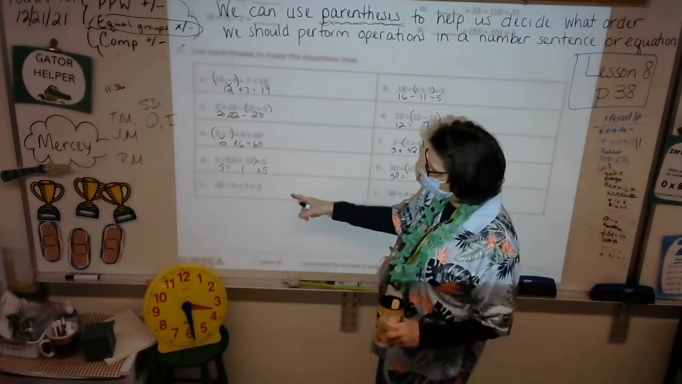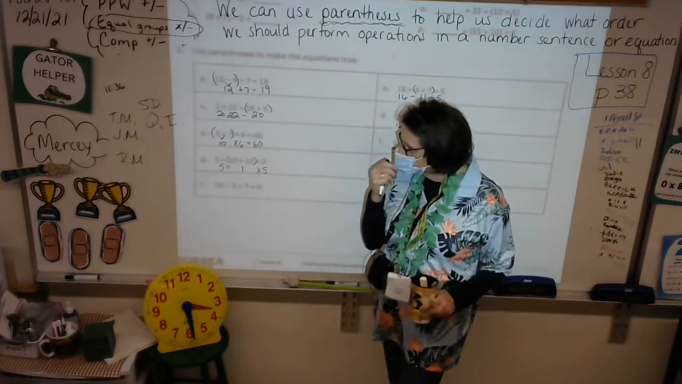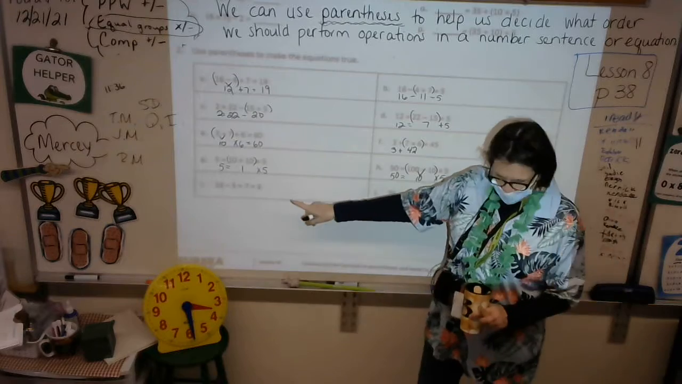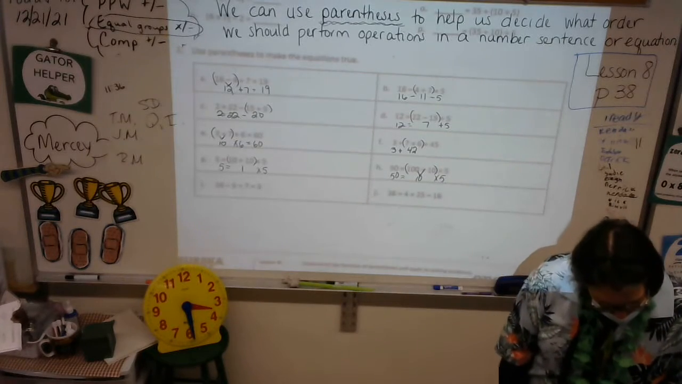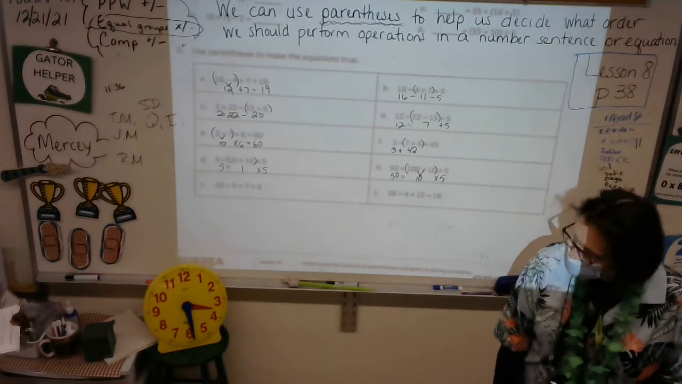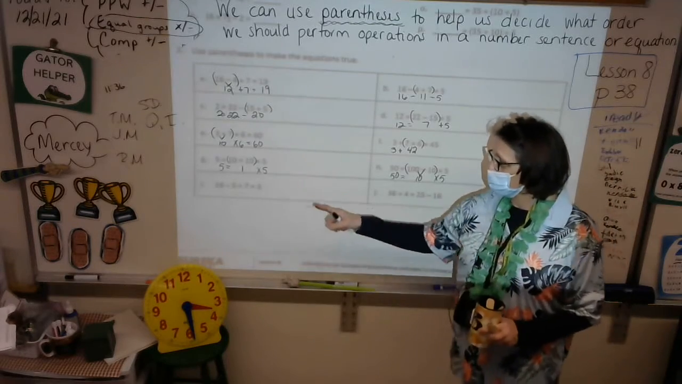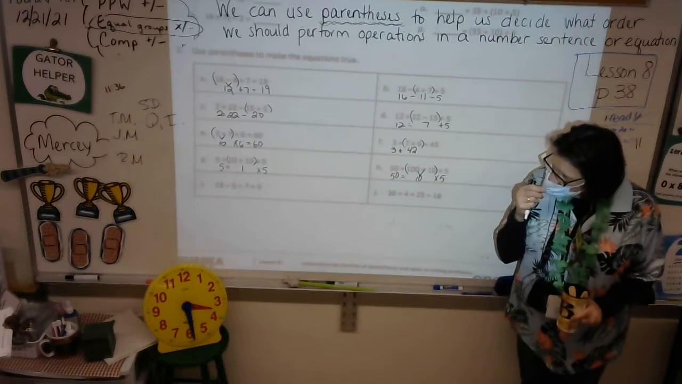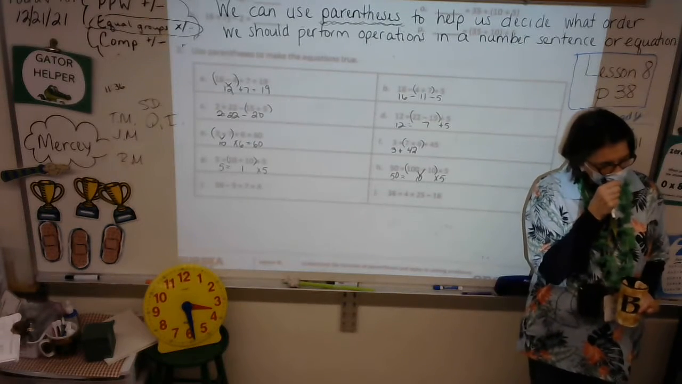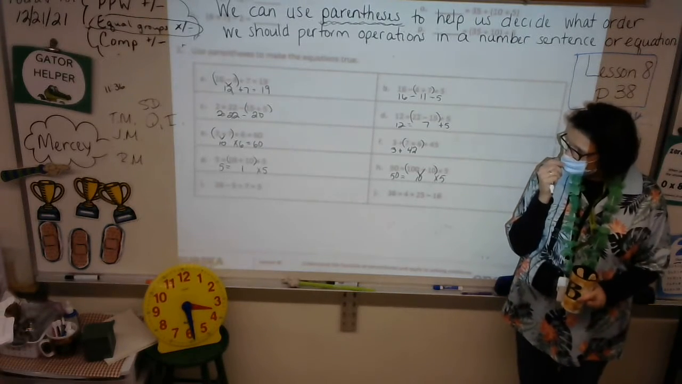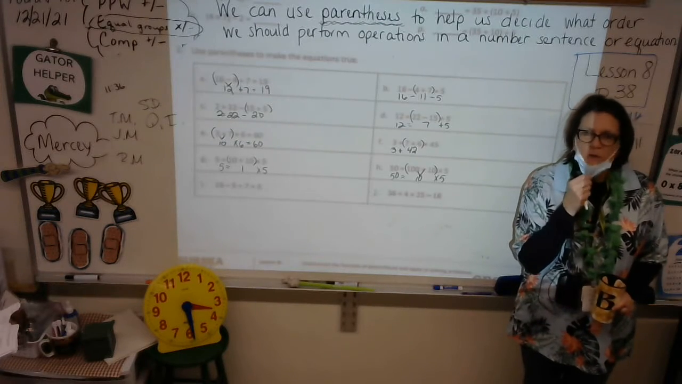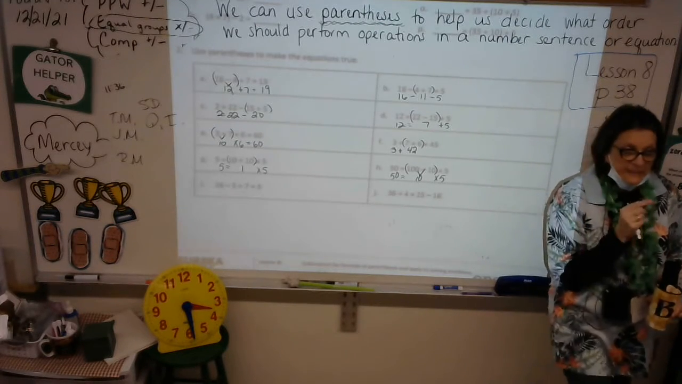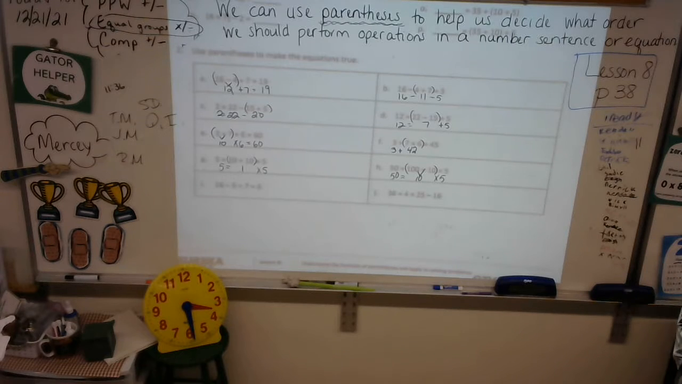All right, so let's look at the next one. 26 minus 5 divided by 7. I can tell you right now, boys and girls, 26 minus 5 divided by 7 equals 3. Who wants to make an educated guess? Where do you think we should put our parentheses to make that turn out to be 3?